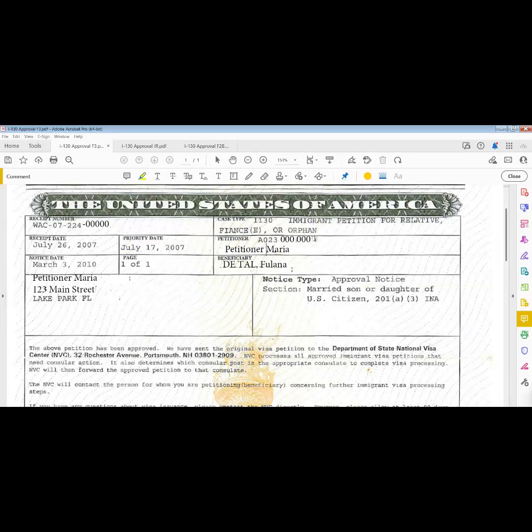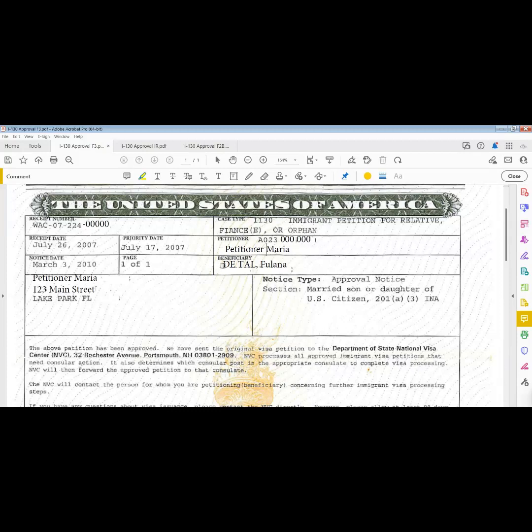Next, we have information on the petitioner. This is the person who is either a United States citizen or a legal permanent resident who filed the petition for their relative. We have the notice date. This is going to be the date that the I-130 was approved. That's important for Child Status Protection Act calculations.